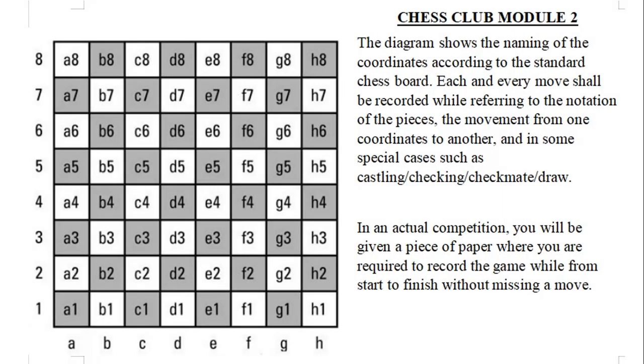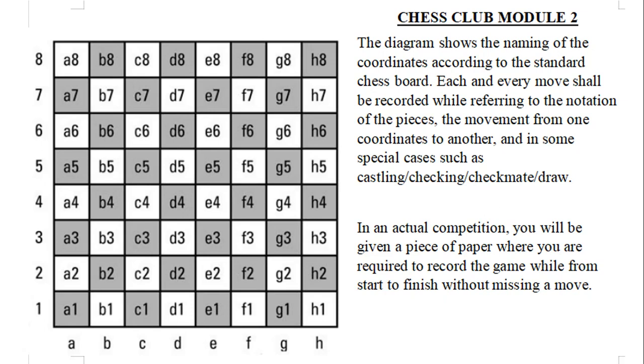Today we will look at the coordinates of every single piece on the board. First of all, we can see a diagram that shows the naming of the coordinates according to the standard chessboard. Every single move should be recorded while referring to the notation of the pieces, the movement from one coordinate to another, and in some special cases such as castling, check, checkmate, and draw that we will get to later.